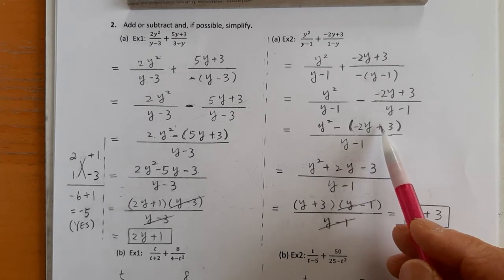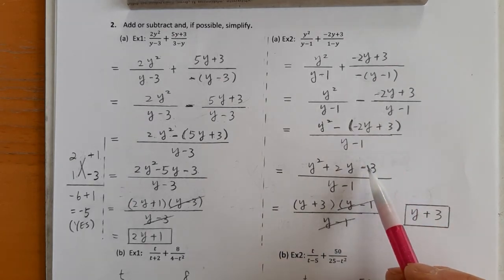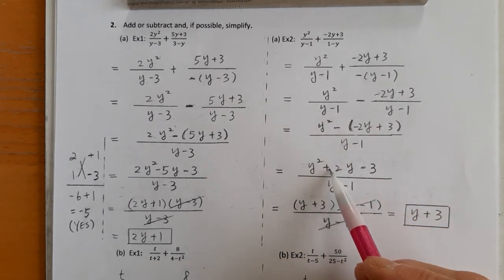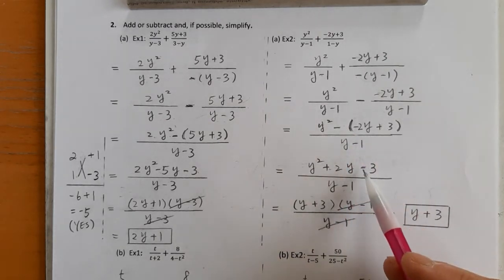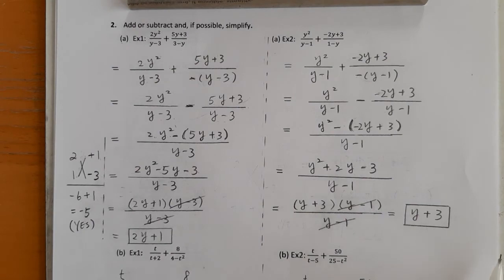Then remove the parentheses, plus needs to change to minus, minus changes to plus, because negative times negative is positive. Negative times positive is negative. Need to change the sign. Remove the parentheses, need to change the sign.